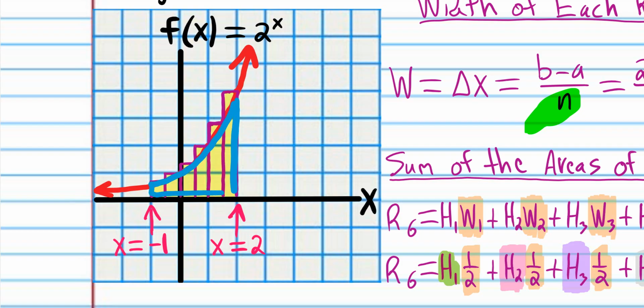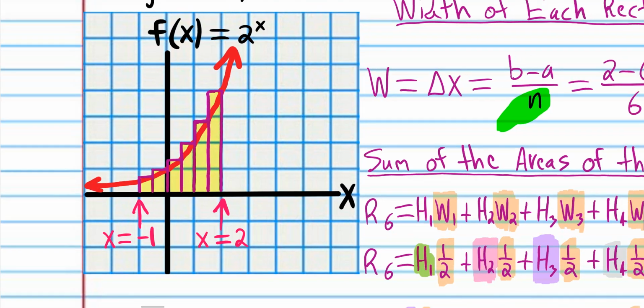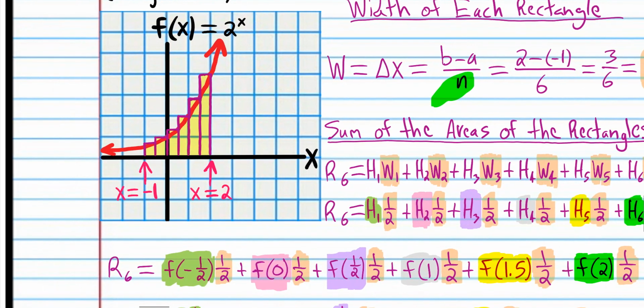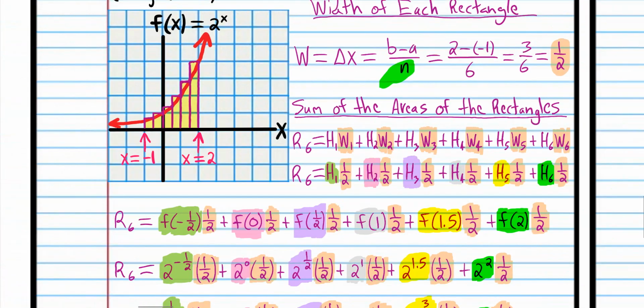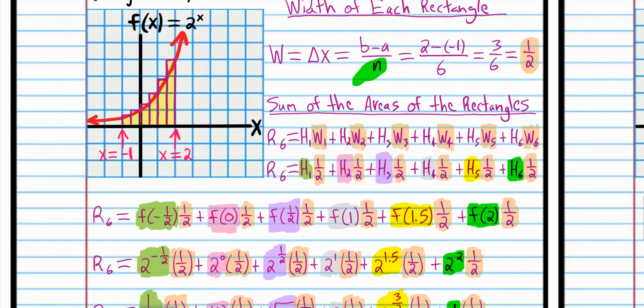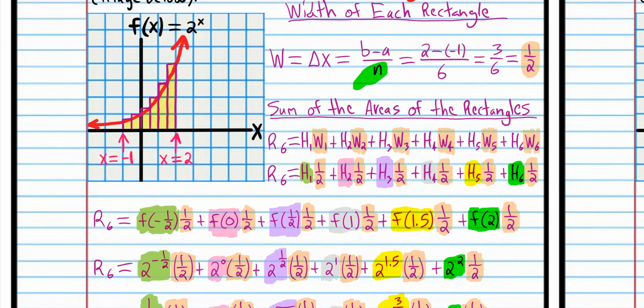This area here. And obviously this is going to be an overestimate because the rectangles are above the red curve. We just want to figure out the area below the curve, between the curve and the x-axis. So we just need to know what x values to plug into our function to find the heights of each rectangle.